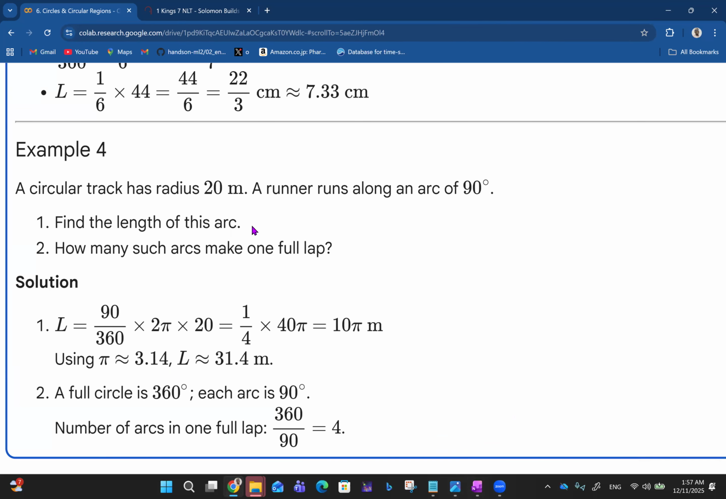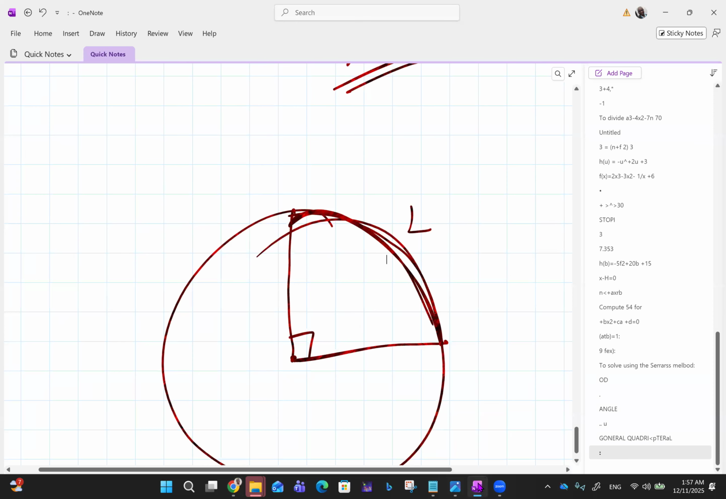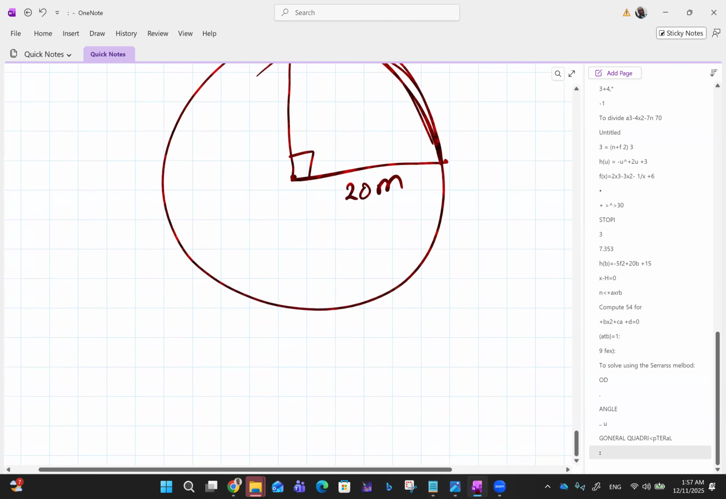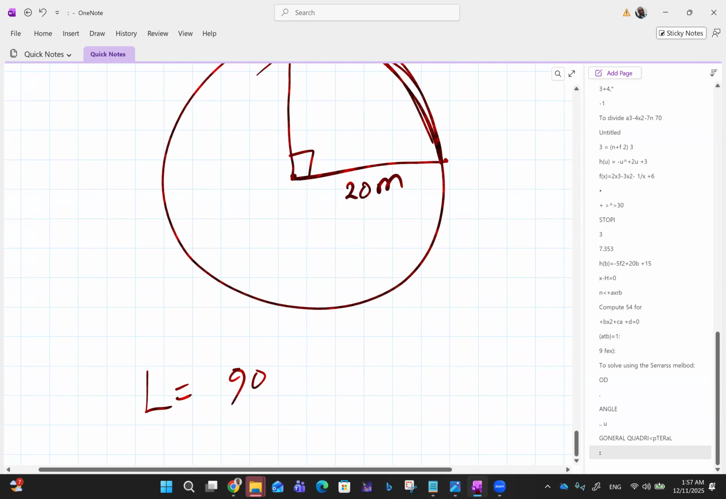So find the length of this arc and how many such arcs make one full lap. Okay, so not to even waste time, the circular track has radius 20 meters already, so we can just use this. The length of that arc would just be 90 degrees over 360 degrees times 2 pi r.